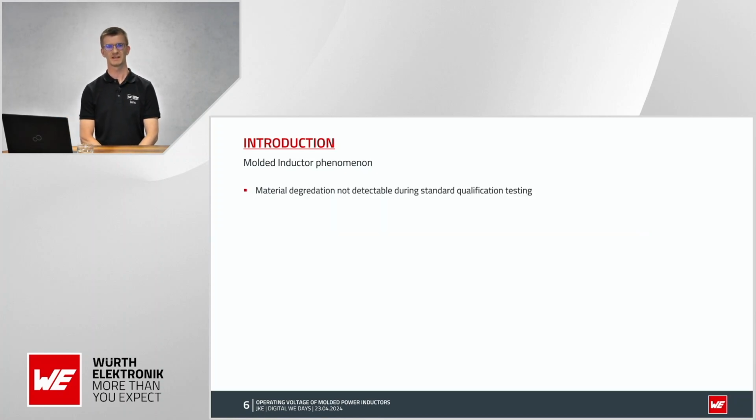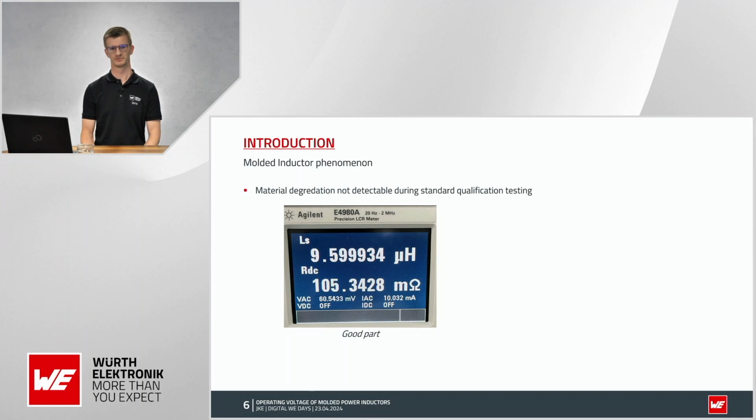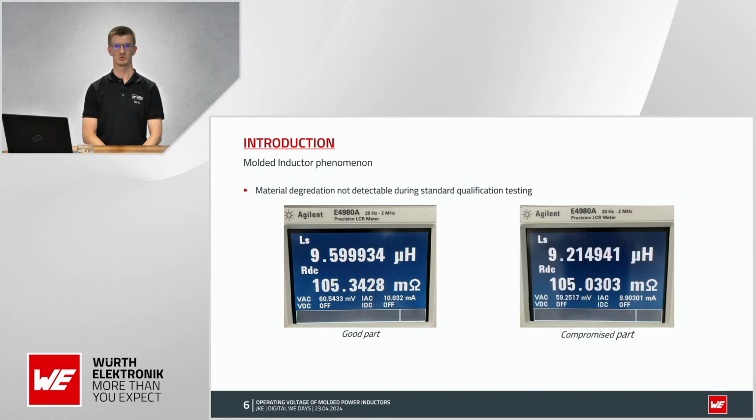So I said this is a material degradation. Of course, the next question is, how can we detect this material degradation? Here it gets a little bit tricky, because if we take a look into standard qualification testing, like AEC-Q testing, which we are also doing for all of our industry parts, we are mostly testing inductance value and RDC. Here I've taken a picture from an LCR meter with a good part. The good part is directly coming out of the reel. Now I also have a compromised part here. Compromised means we have pushed some high voltage spikes onto the component to get this material degradation happening. But you can see from the inductance value and also from the RDC, nothing really changes. So the part is still good.